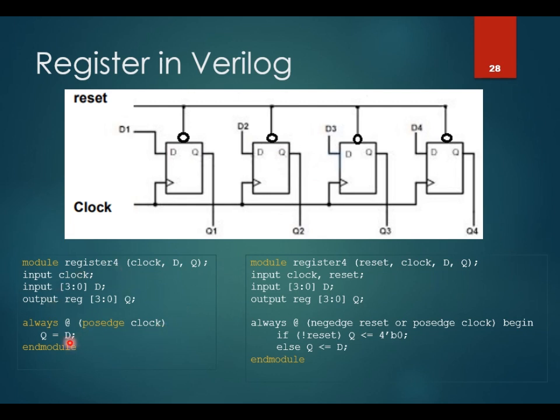So you can use the same code as you code the single D flip-flop, but make sure you have the vector showing that D is 4 bits and Q is 4 bits, representing that there are 4 flip-flops. If you want to have the reset, which is active low, for the register, just make sure that you add the reset in the sensitivity list and the reset behavior.